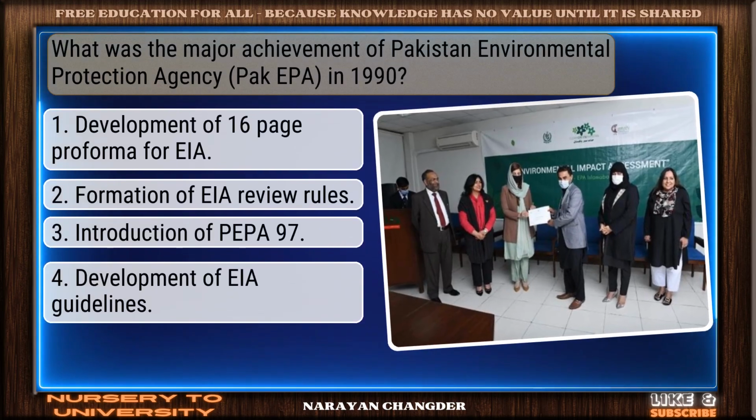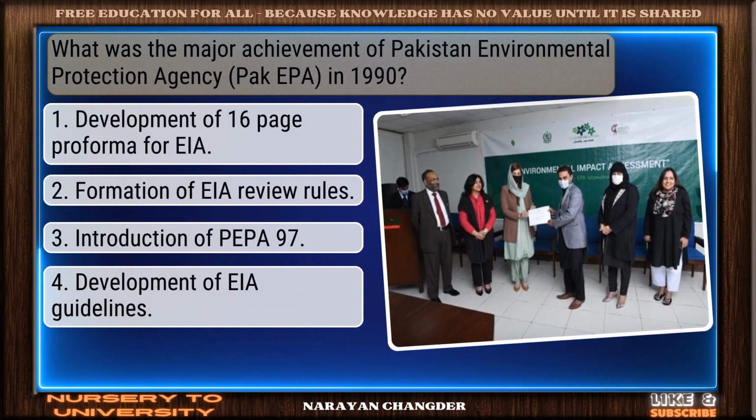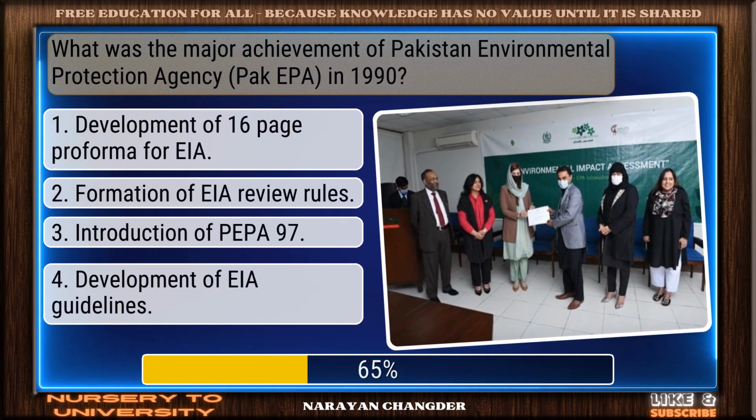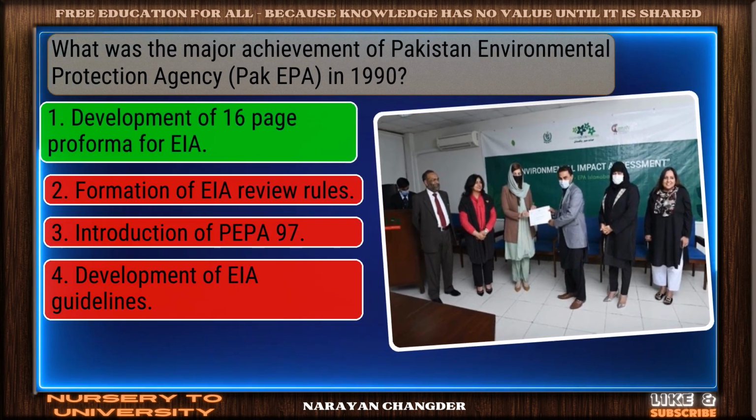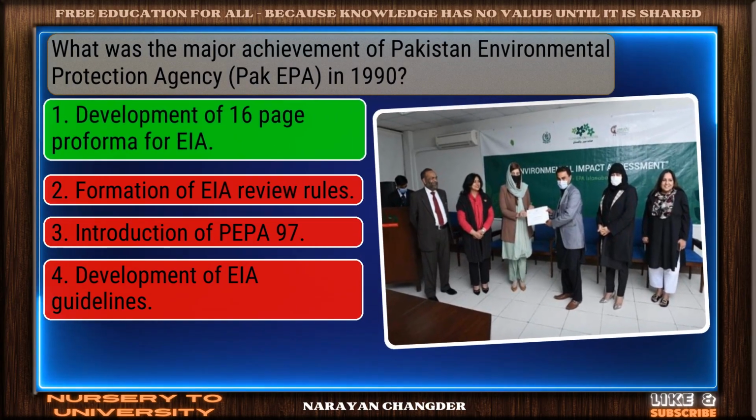What was the major achievement of Pakistan Environmental Protection Agency in 1990? You chose development of 16-page proforma for EA, and it is correct.